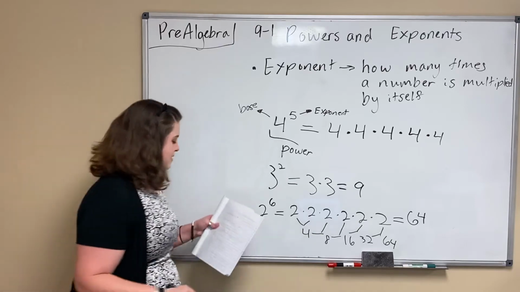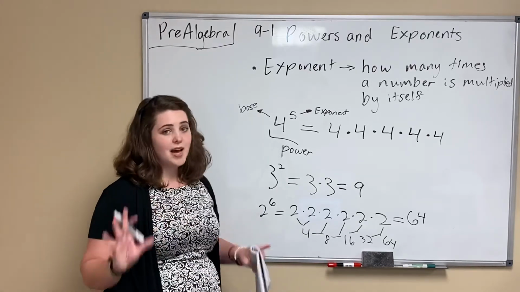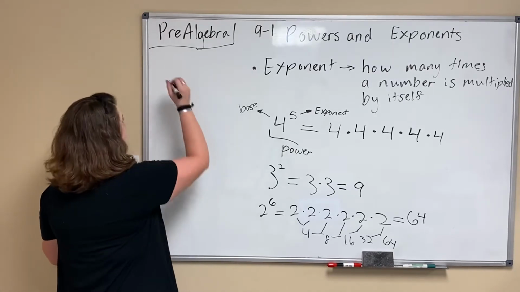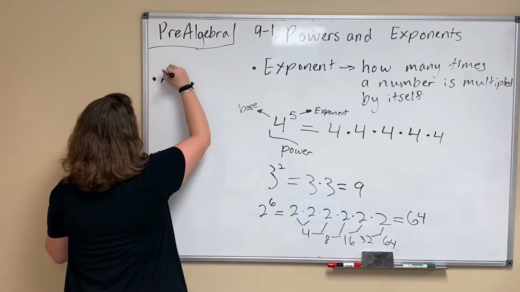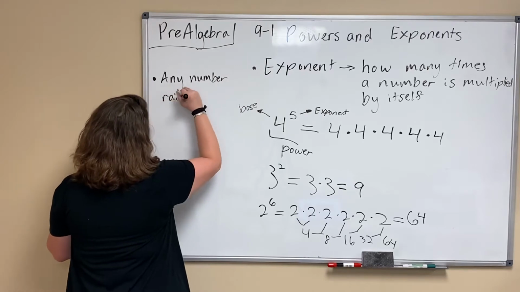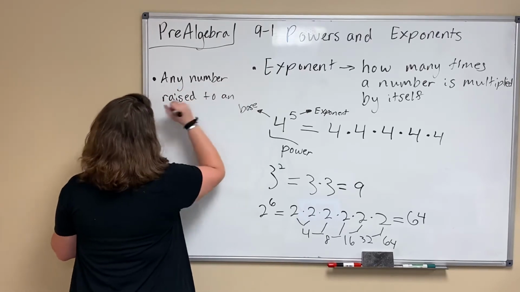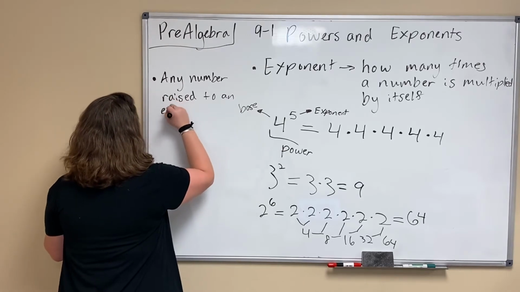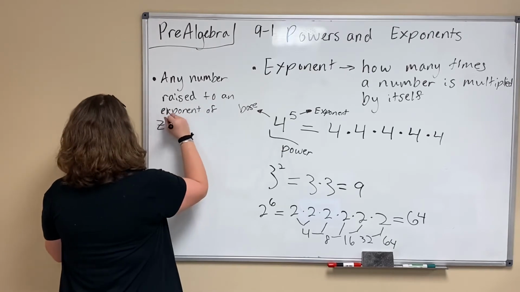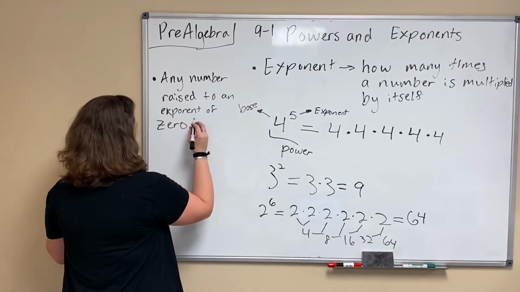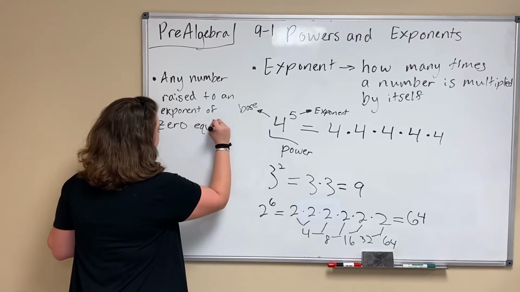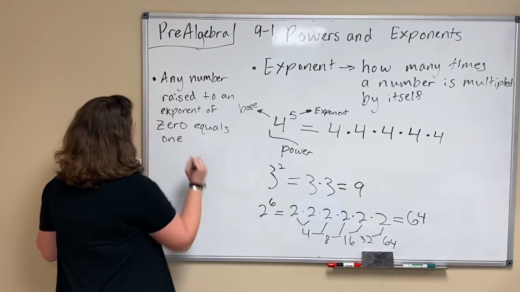Hopefully that makes sense. One last thing you need to know about exponents is anything that has an exponent, or here, let's write it all out. Any number raised to an exponent of 0 equals, well, I'll write it out, equals 1. So that's it in words.